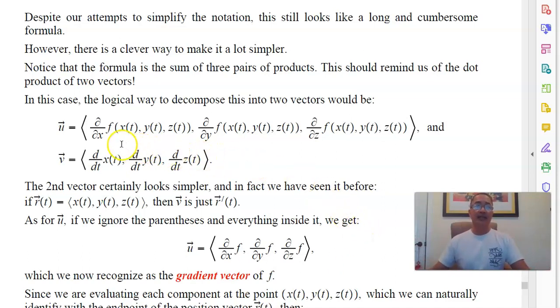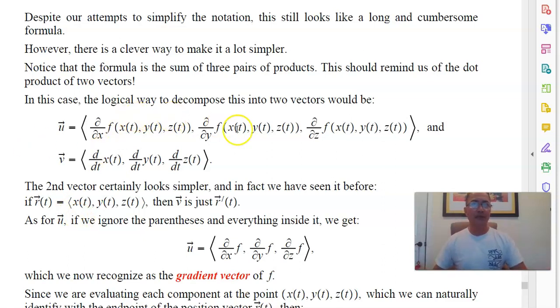Well, it's natural to put the 3 partial derivatives together and the 3 ordinary derivatives together. Okay, so this is shorter, and that looks like x prime, y prime, z prime, doesn't it? Oh yeah. And that's exactly r prime of t, if we put those 3 functions into a single vector. So we're back to parametrizing a curve. Ooh, so that's what's going on.